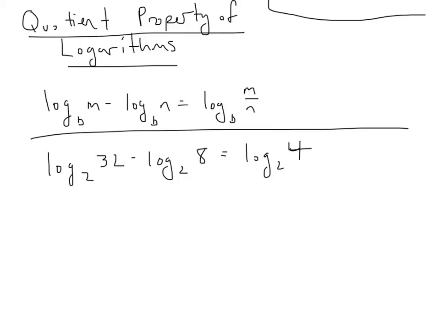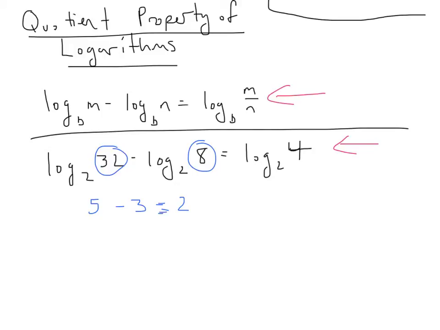So again, we've got the rule with variables written right up here, and here we have one example similar to our example from the product property of logarithms. We've got log base 2 of 32 minus log base 2 of 8 is equal to log base 2 of 4, where 4 is 32 divided by 8. And each of these we can evaluate pretty easily. 2 to the fifth power is 32, 2 to the third power is 8, and 2 to the second power is 4.